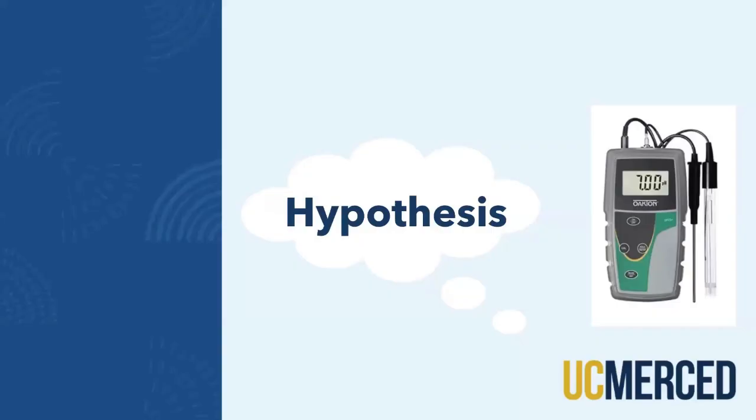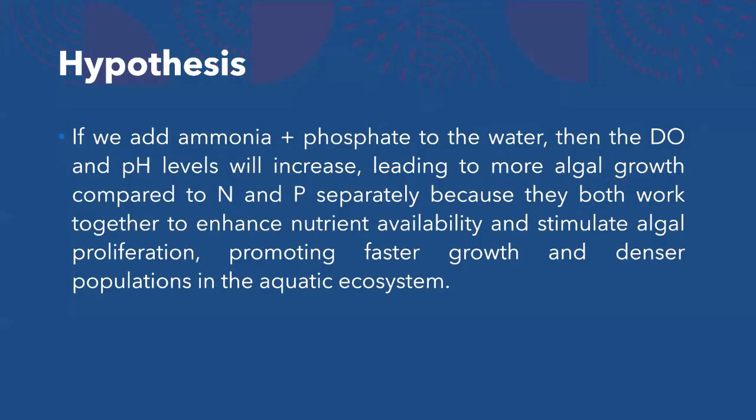Our hypothesis: if we add nitrogen plus phosphorus to the water, then the DO and pH levels will increase, leading to more algal growth compared to nitrogen and phosphorus separately, because they both work together to enhance nutrient availability and stimulate algal proliferation, promoting faster growth and denser populations in the aquatic system.